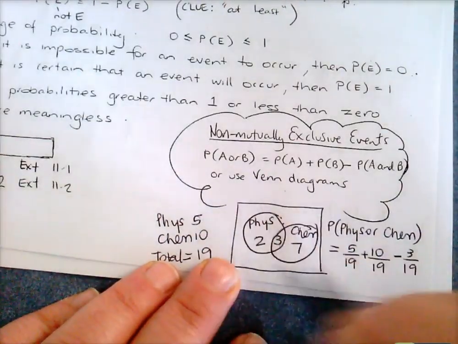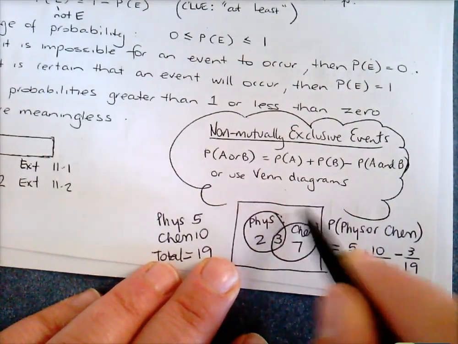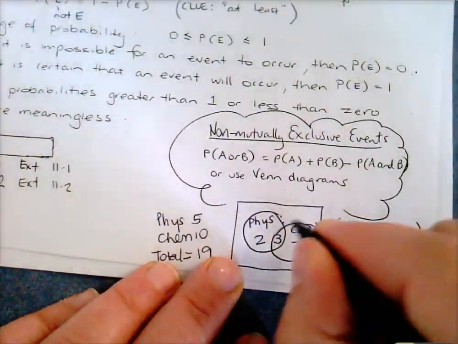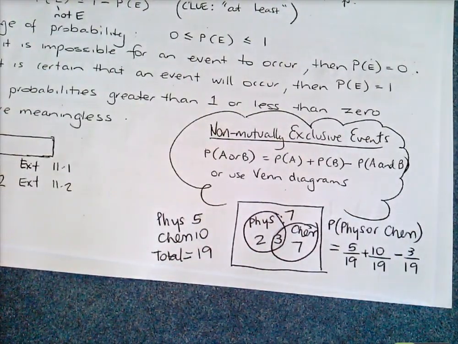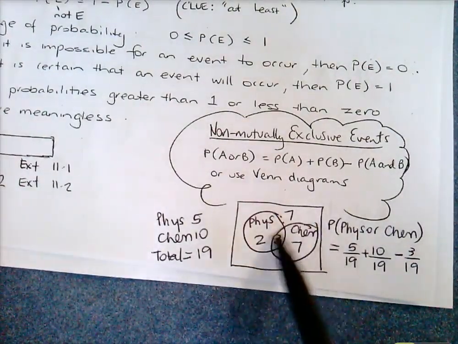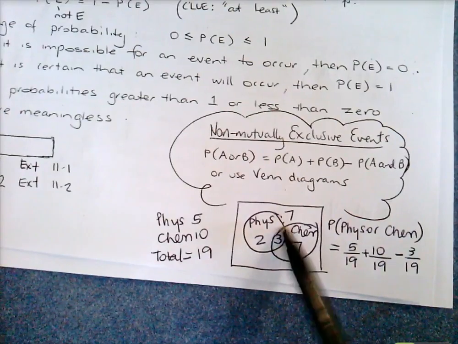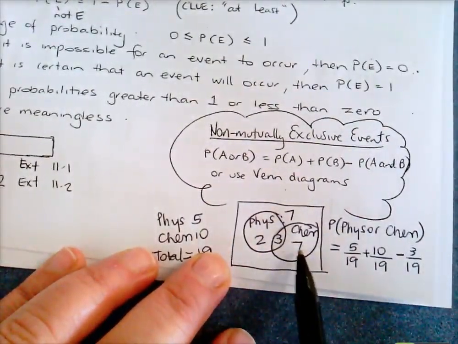So this is what it means. Probability of A or B is just the physics people, just the chem people, but minus the physics and the chem people. And you can see it in my diagram. If I've got 12, how many people don't do any of these subjects if there's 19 in the class? Anyone? 7. 7 goes outside the circle.